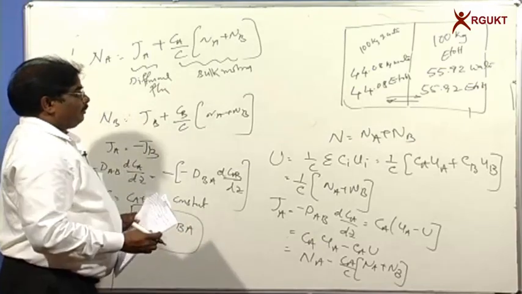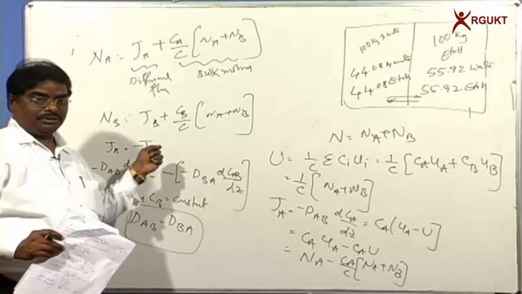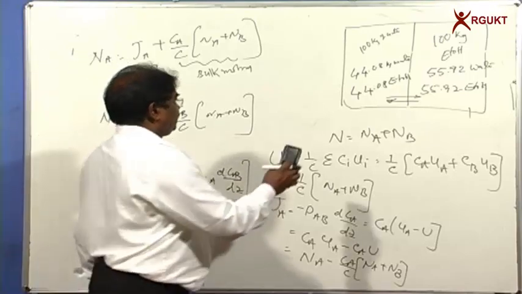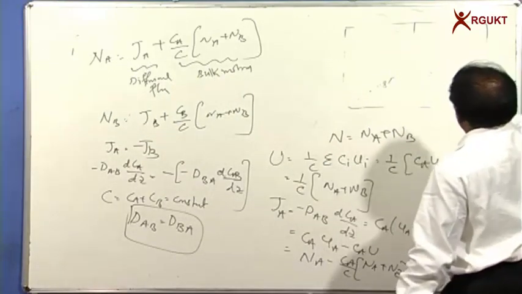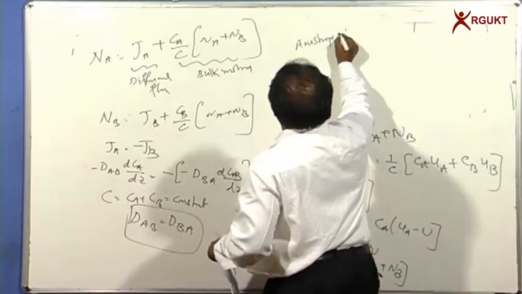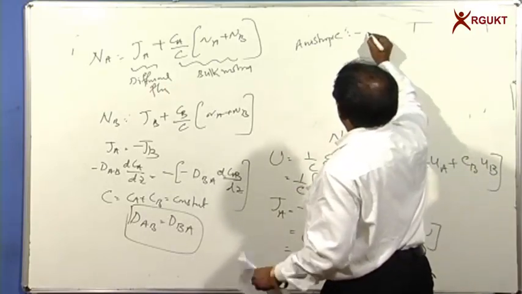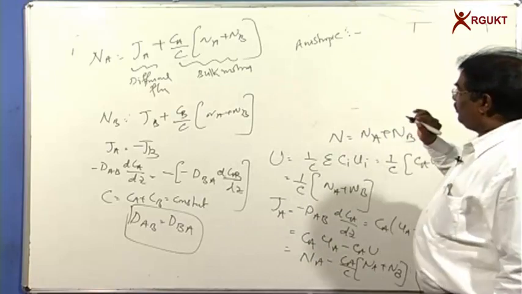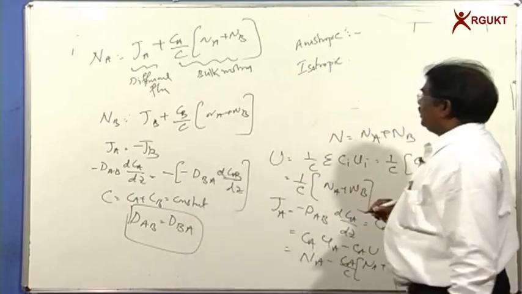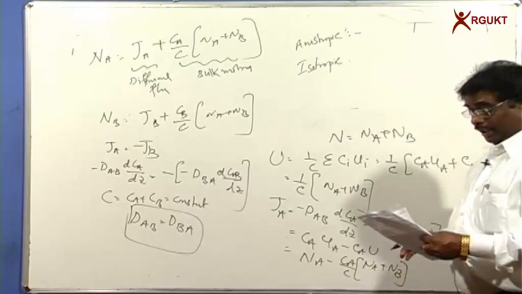Sometimes the diffusivity, that is the diffusion coefficient, may vary with direction. If the diffusivity varies with direction, then we call it an anisotropic material. Otherwise, where the diffusivity does not vary as a function of direction, we call it isotropic.